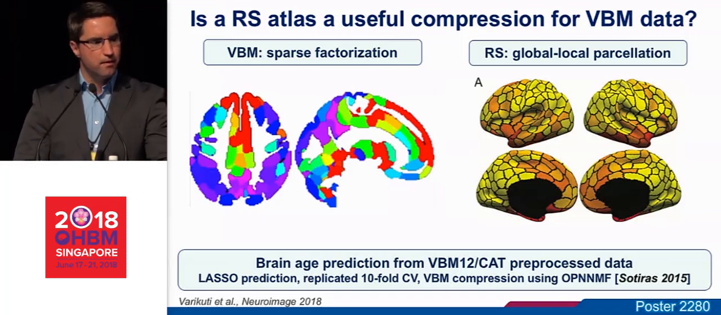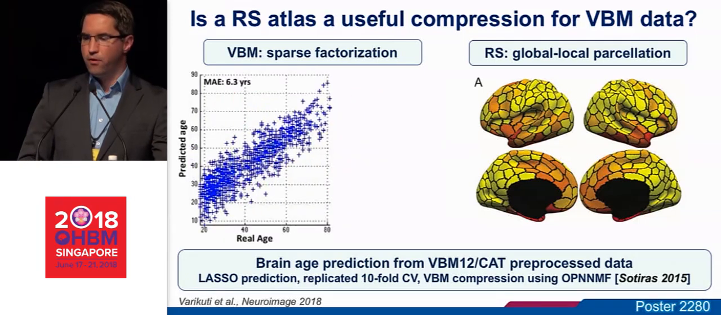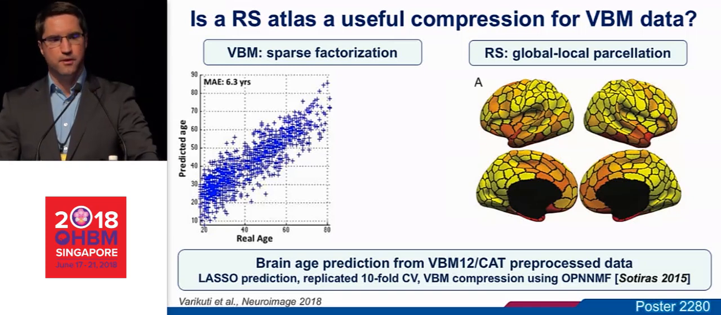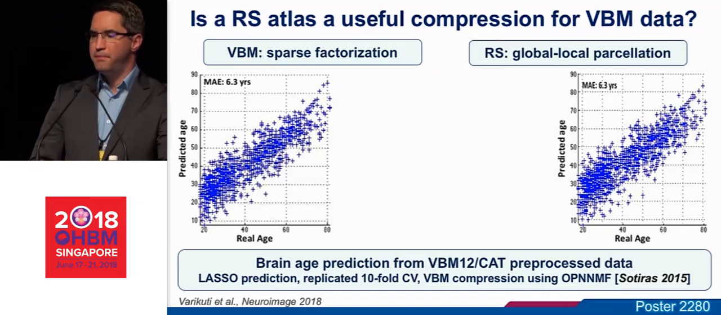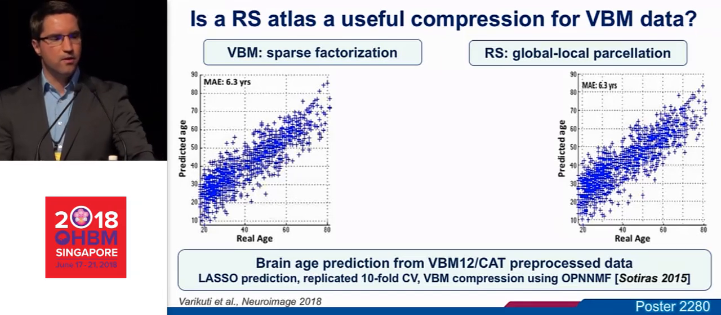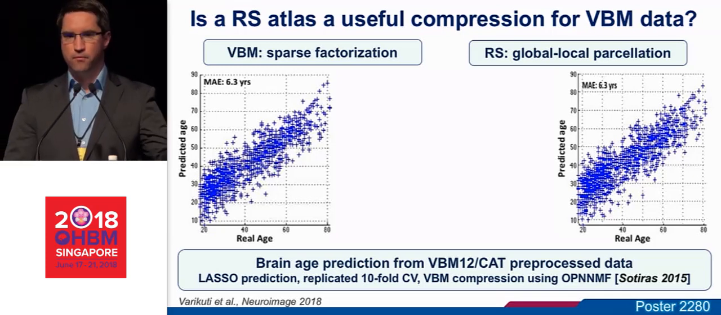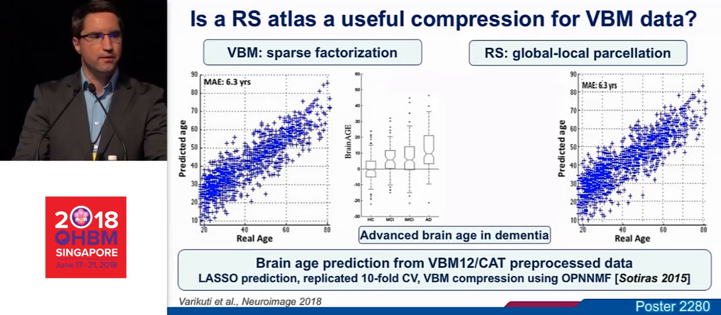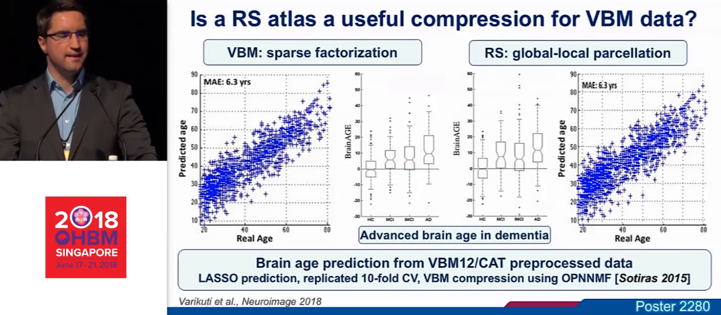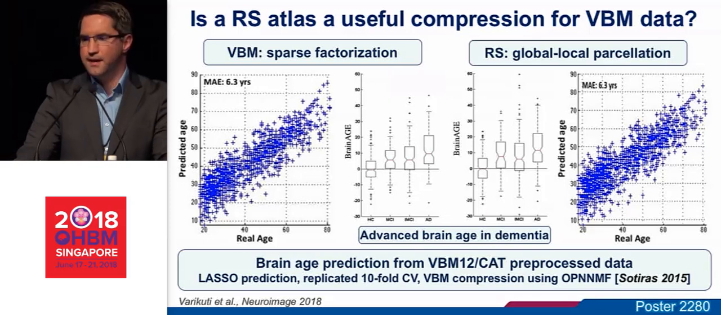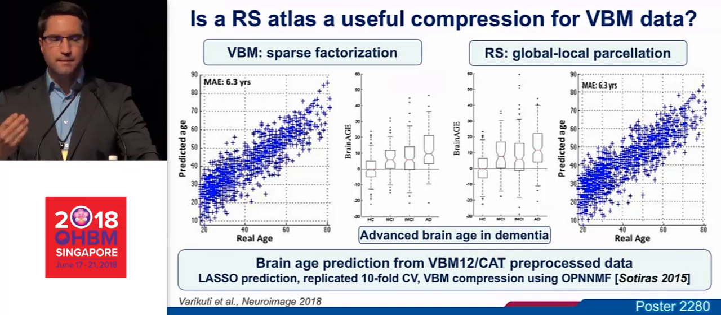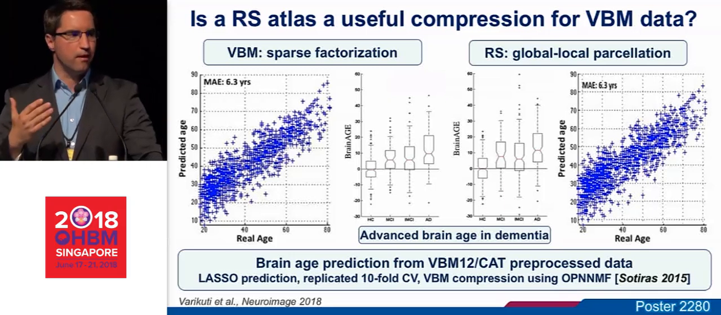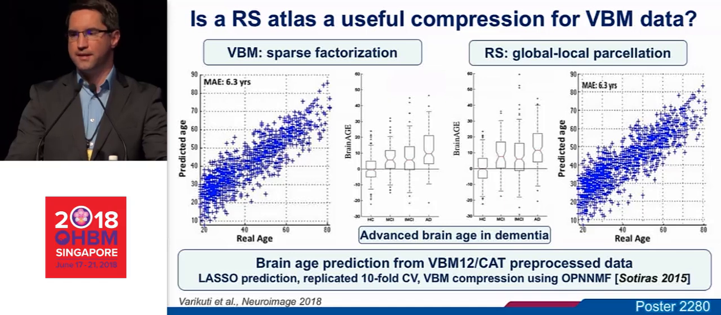Now, what do we get in terms of age prediction accuracy? For the VBM compression, we get an accuracy of about 6 years. And what we get when we use the resting state atlas, again, it's basically identical. Similarly, when we look at data from the ADNI sample, normal subjects, mild cognitive impairment, and Alzheimer's, we see an advanced brain age in dementia when we use the VBM compression, and we see basically the identical advanced aging in Alzheimer's and MCI when we use the resting state data. So this seems to indicate that indeed there is enough transfer of a parcellation from one modality to also look at other modalities.